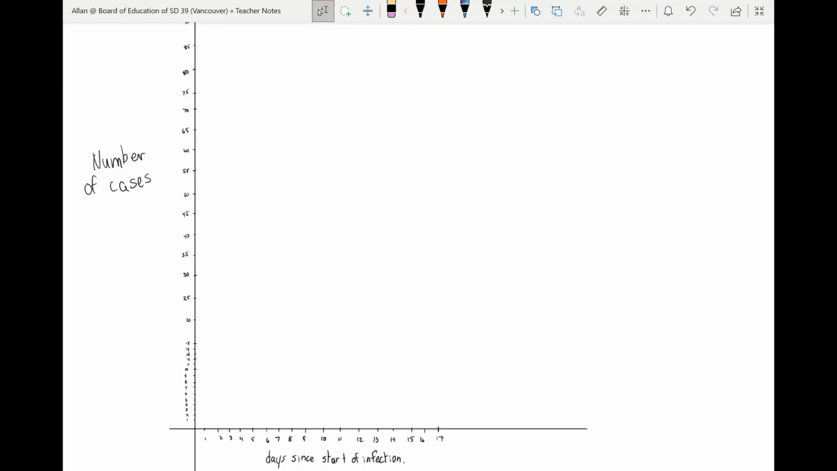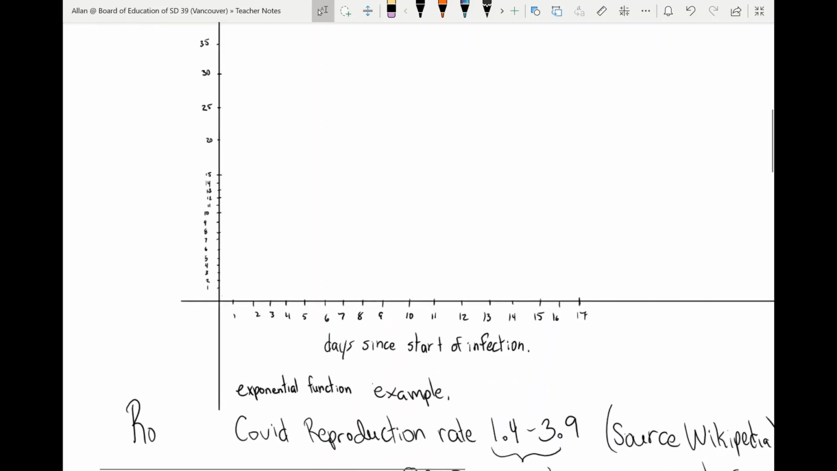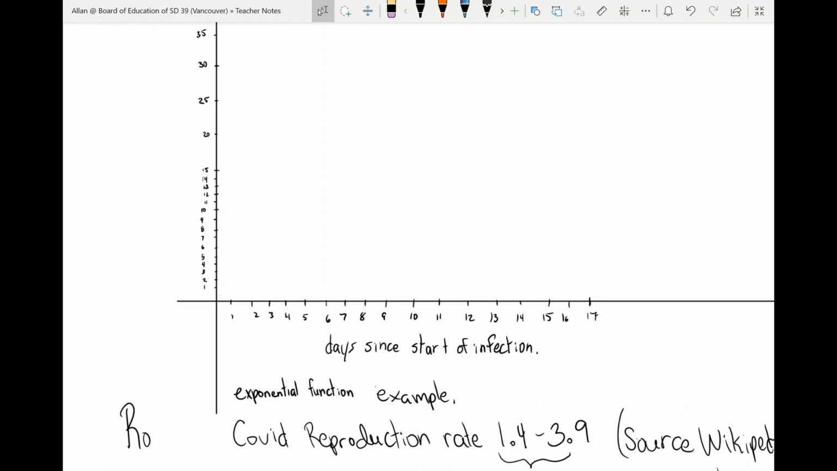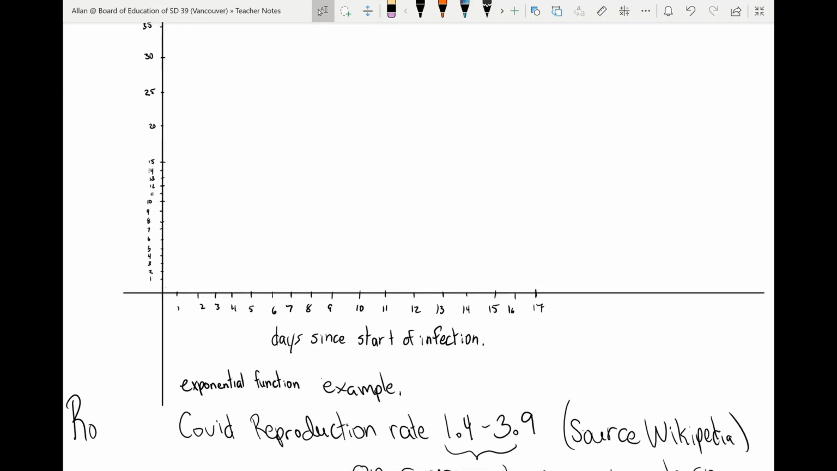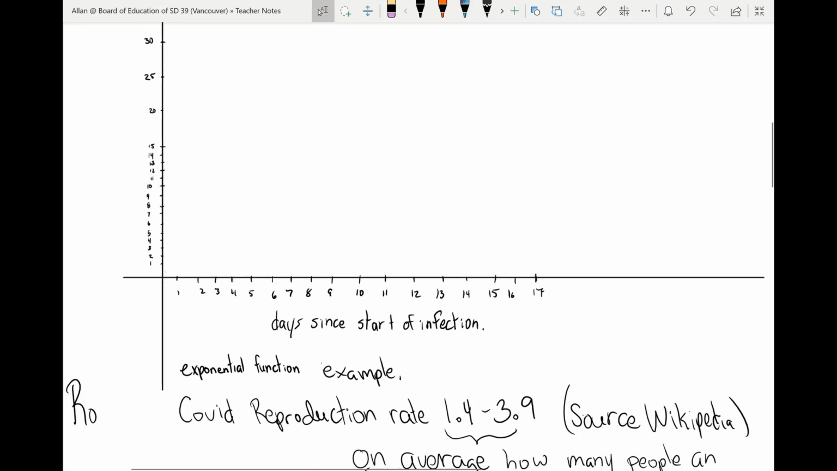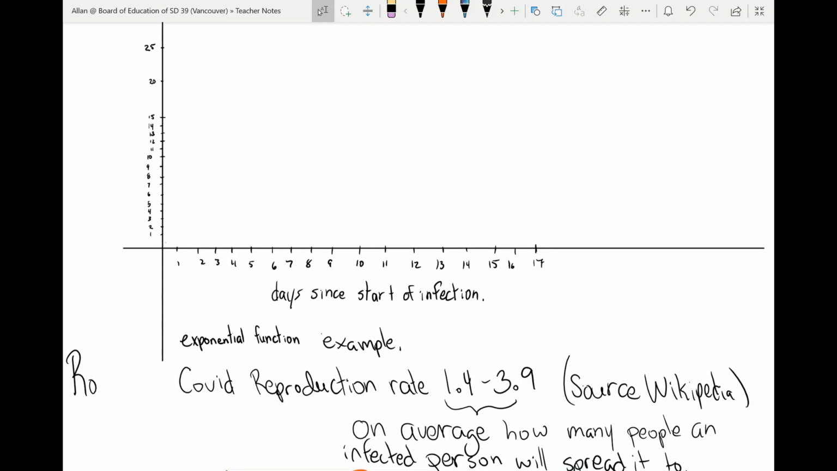All right, so to understand a bit about how things spread, one of the things you might have seen on a website is something called an R0 value. This stands for reproduction rate. Basically, it is a mathematical value that says how quickly a disease can spread. So from Wikipedia, the source says that for COVID, they believe this reproduction value is 1.4 to 3.9. And what this means for us is, on average, how many people an infected person will spread it to.